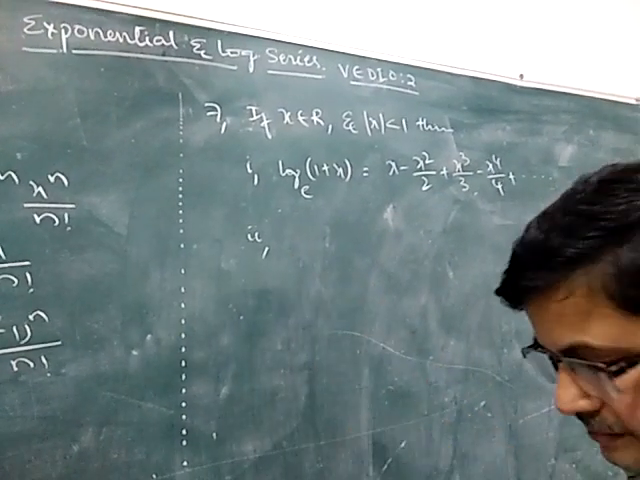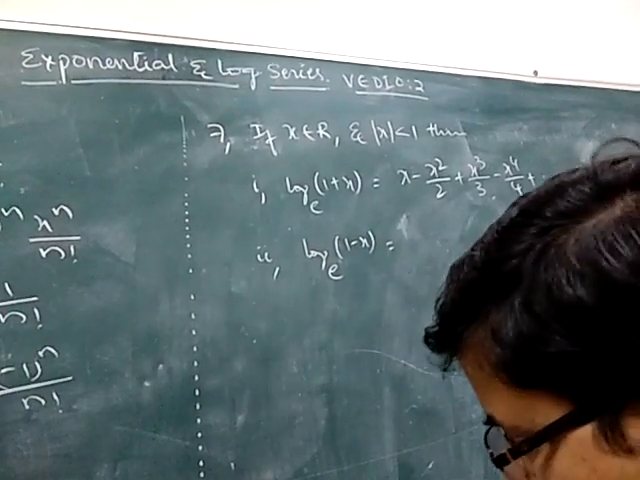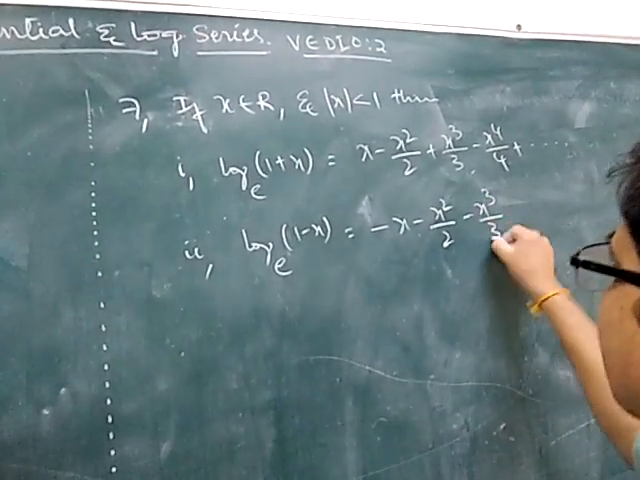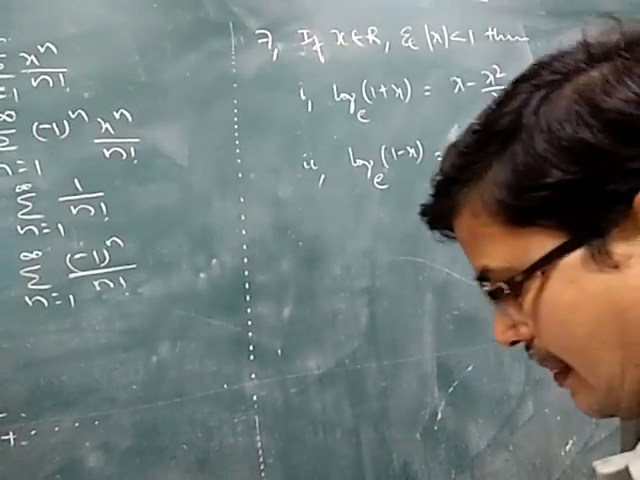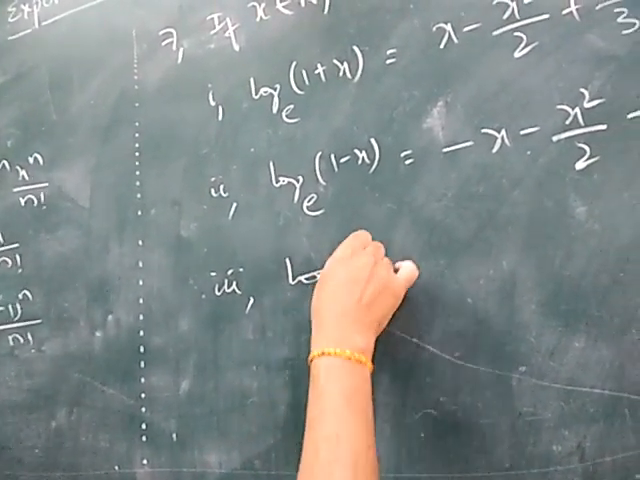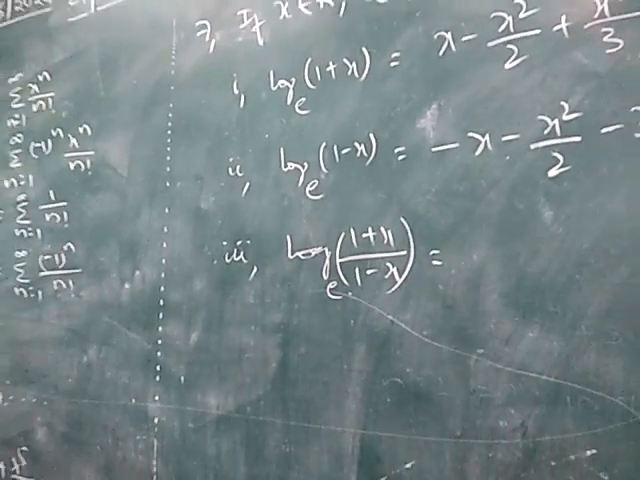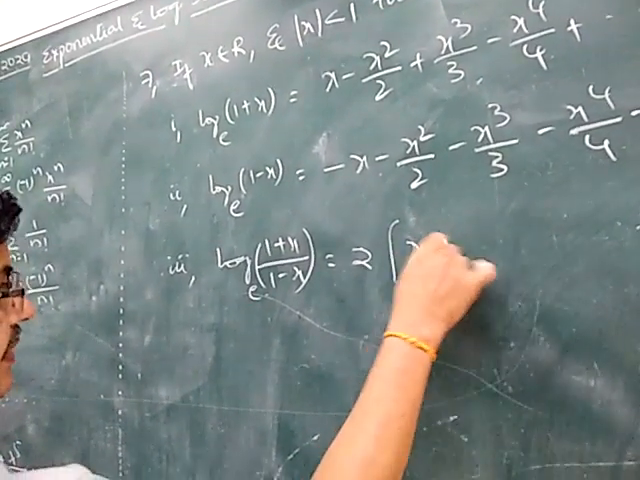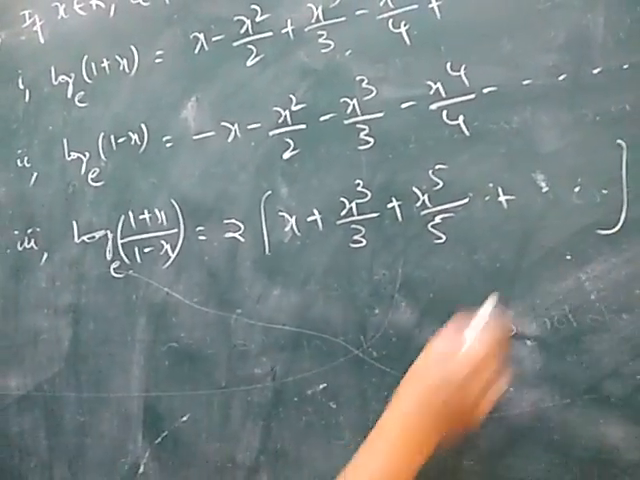And the second one is log of 1 minus x to the base e is equal to minus x minus x square by 2 minus x cube by 3 minus x power 4 by 4 minus so on. Next, the third one is log of 1 plus x by 1 minus x to the base e, that is equal to 2 into x plus x cube by 3 plus x power 5 by 5 plus so on.